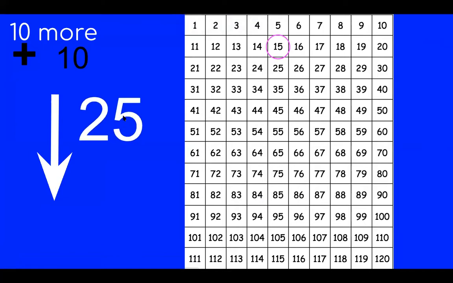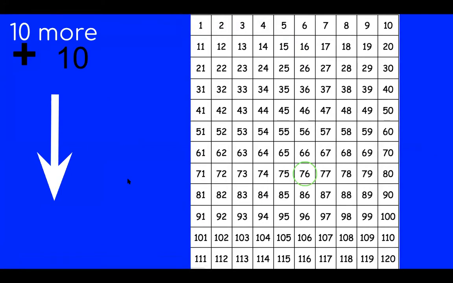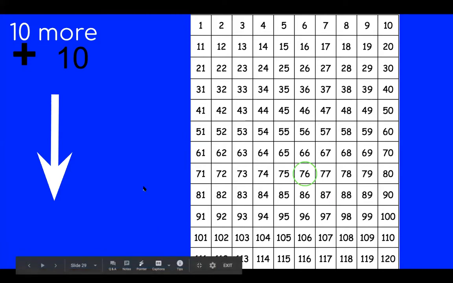If you were thinking 25, kiss your brain. Awesome. Let's try our next one. Ooh, 76. What is 10 more than 76? Or the math equation would be 76 plus 10. If you were thinking 86, kiss your brains. Lovely.